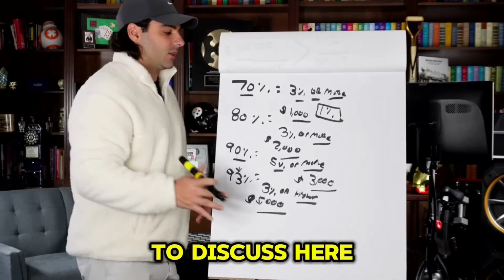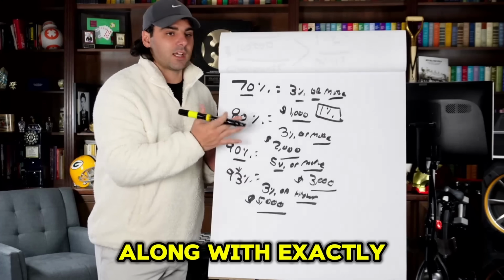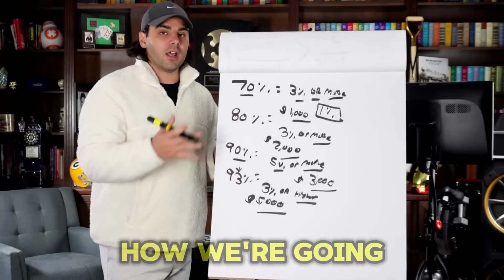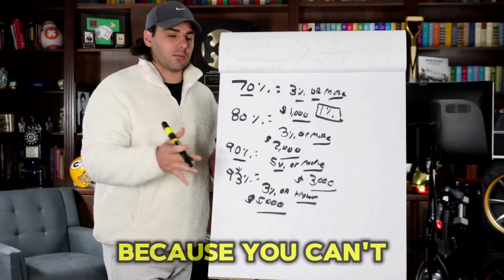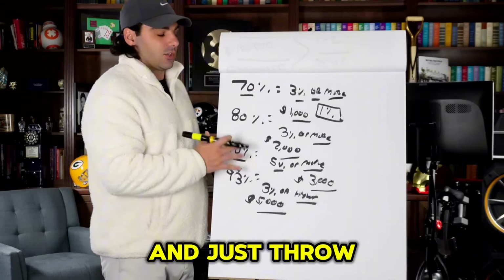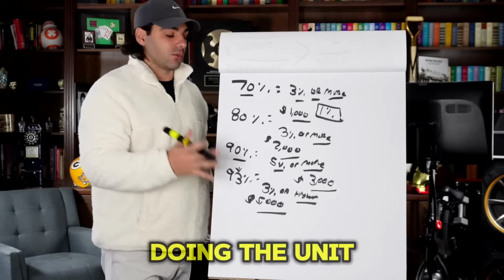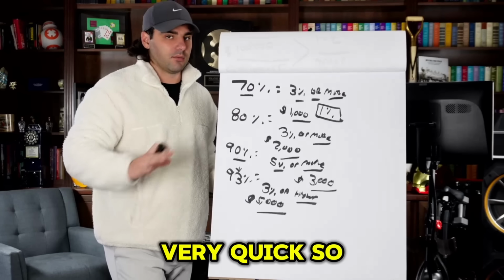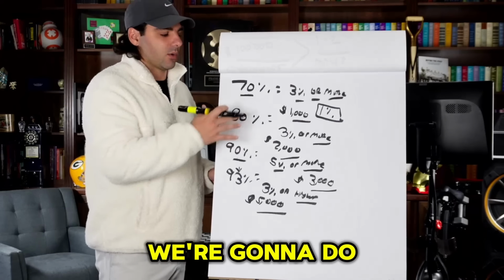Now, another thing to discuss here: if you're following along with exactly what I'm doing and you want to replicate the same thing, we have to figure out how we're going to get these down at the sportsbooks. You can't just choose one sportsbook and throw these types of plays down there, especially with a unit size like this. You're going to get limited. You'll get banned very, very quick. So let's discuss how we're going to do that.